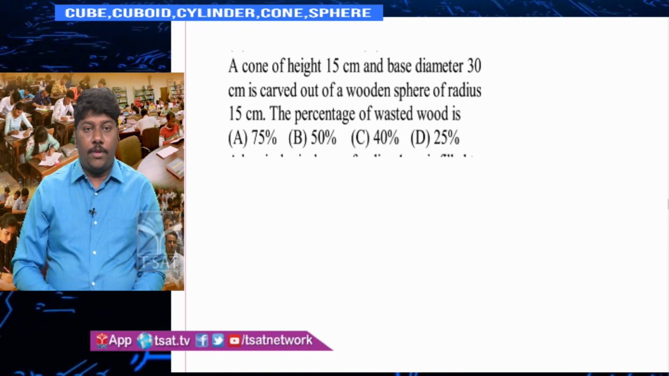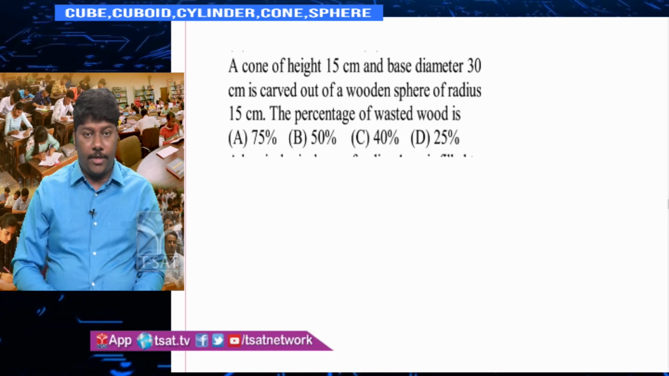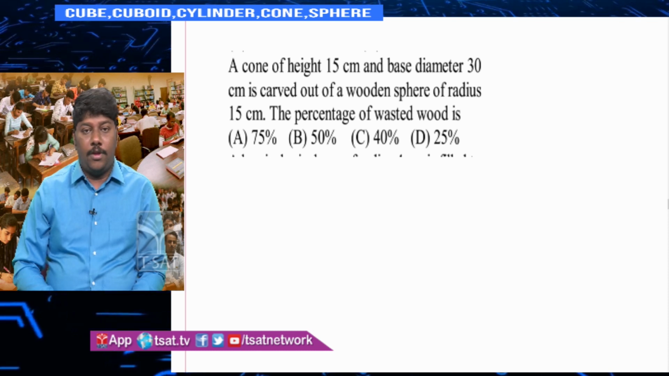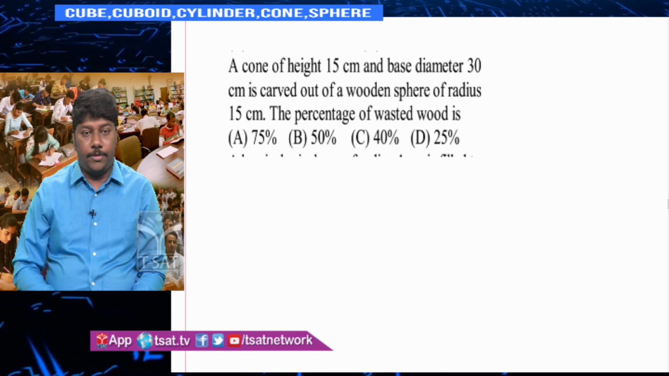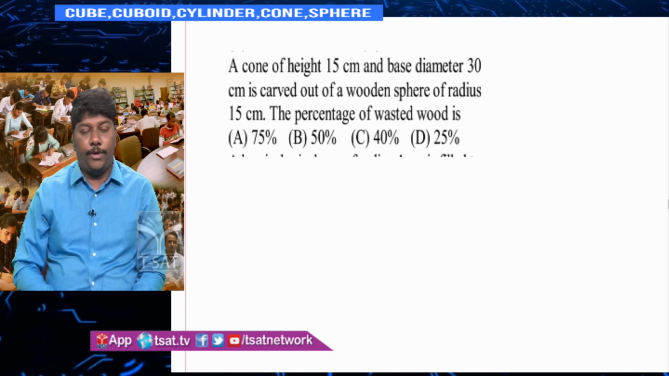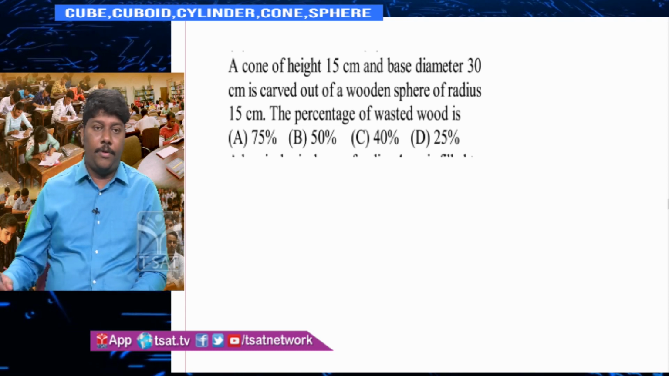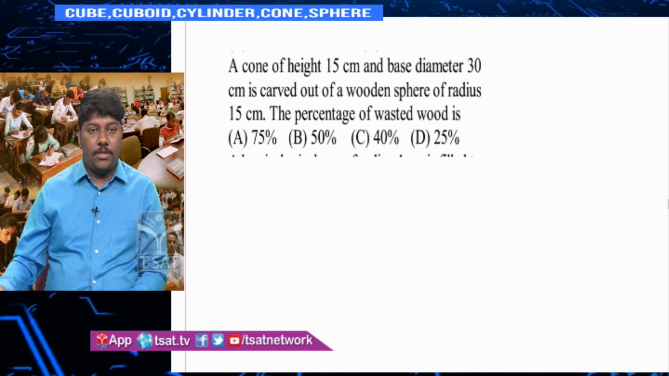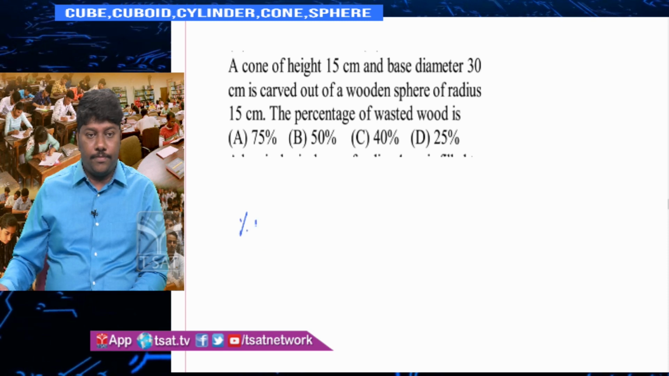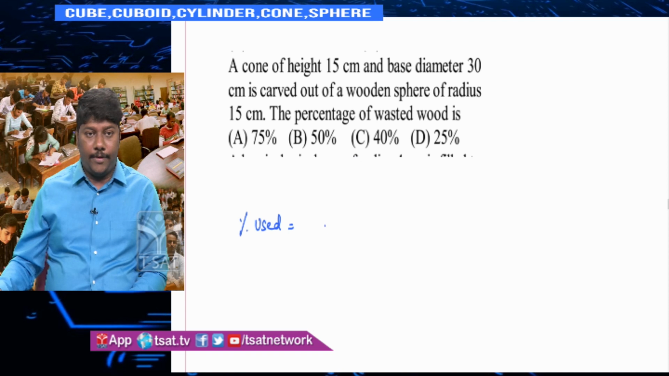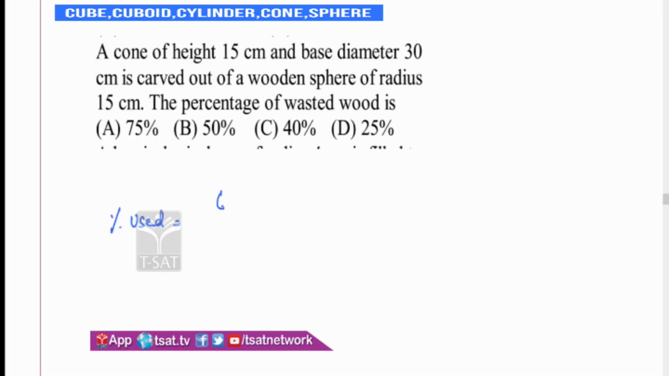Look at the next one. A cone of height 15 centimeters and base diameter 30 centimeters is carved out of a wooden sphere of radius 15 centimeters. The percentage of wasted wood is. First of all, find out the percentage used, as we found in the case of a rectangular block of wood. You are carving it out of a sphere. Therefore, first you are carving a cone, so the volume of cone comes in the numerator, volume of sphere comes in the denominator, into 100.